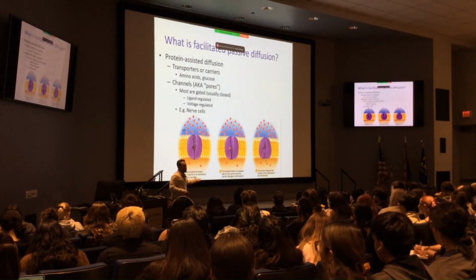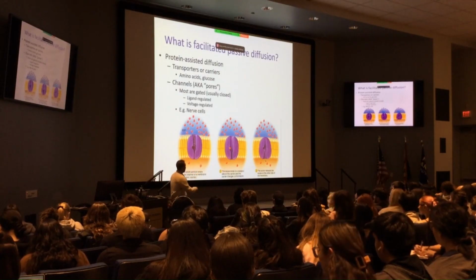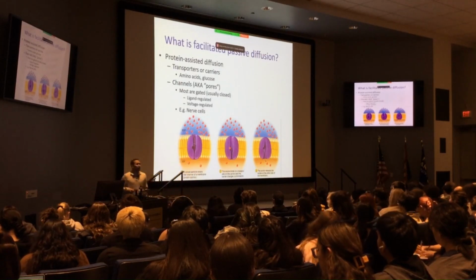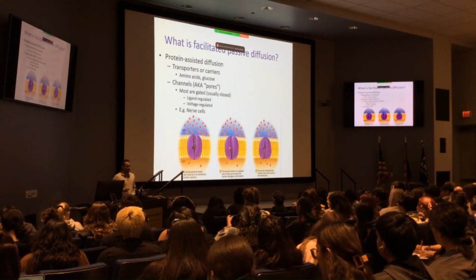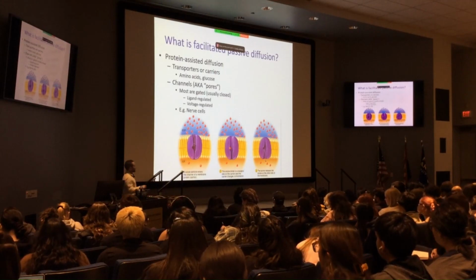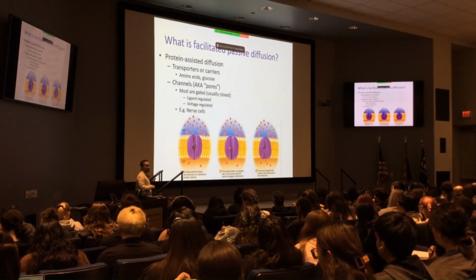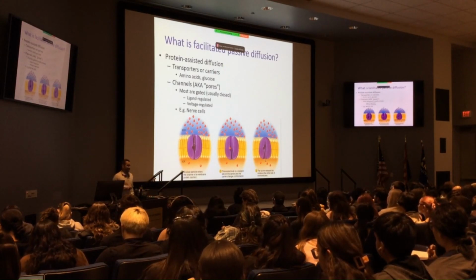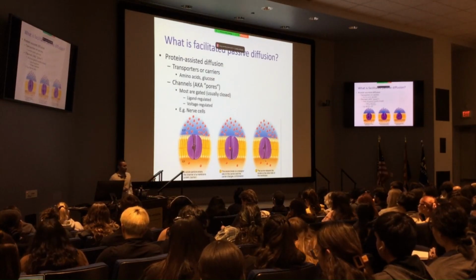And nerve cells operate this way. In fact, this mechanism, you can put a star next to this. This is actually how we're going to look at action potentials later in the semester. We're just going to move sodium and potassium through channels like this and allow for an electrical signal to be sent.